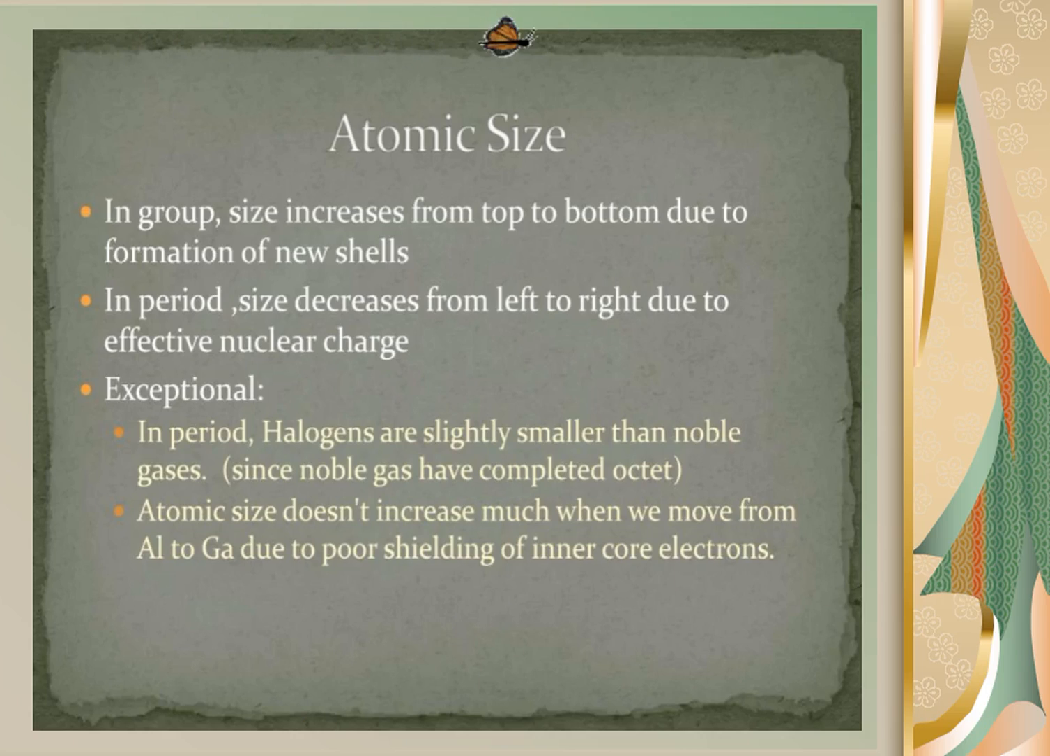Atomic size, the size of the atom. The factors affecting atomic radii are effective nuclear charge and the number of valence shells. In a group, the size increases from top to bottom due to the formation of new shells. But in periods, the size decreases from left to right due to effective nuclear charge. Exceptionally in periods, the halogens are slightly smaller than noble gases, since noble gases have a completed octet. Atomic size does not increase much when we move from aluminum to gallium due to poor shielding by the inner core of electrons.